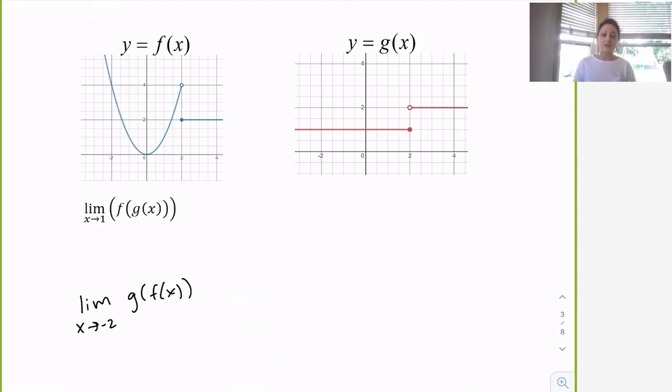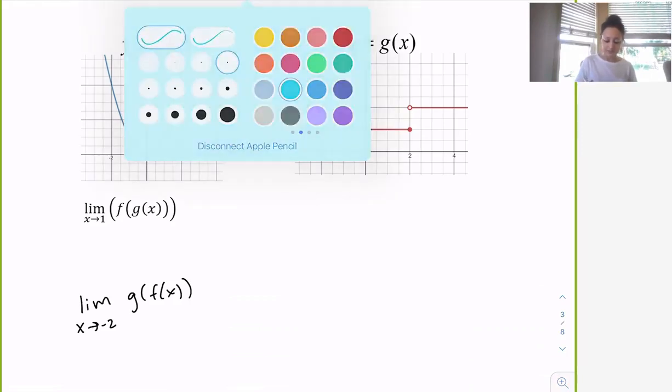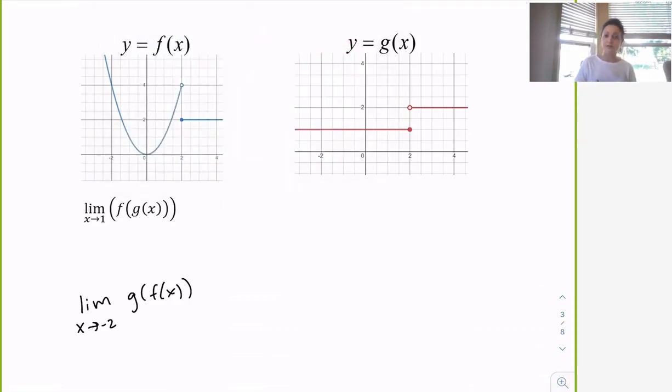So these are compositions. Do we work compositions from the inside out or the outside in? We work compositions from the inside out. So let's take a look at that first limit. We've got the limit as x approaches 1 of f of g. Which graph do I want to look at first, f or g? We want to look at g of x first, okay? So I'm going to take the limit as x approaches 1 of the inside function. Let's draw our guide. So the limit as x approaches 1 of g of x is 1.